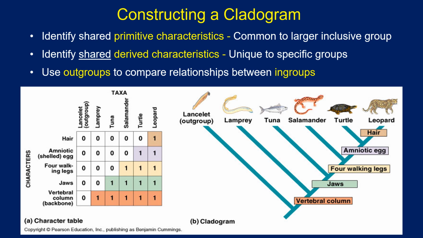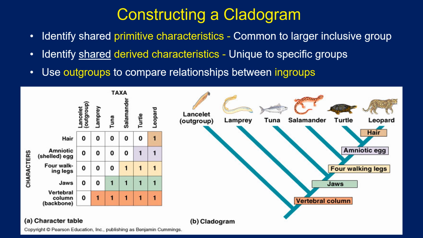But you can see you start with your character table, and we've used zeros for the absence of the character, so we don't have the character, and ones for the presence of the character. These are things that computers like. They like ones and zeros. They work on ones and zeros. And once you have a character table like this, you can feed that information into a computer, and it will spit out a cladogram for you.